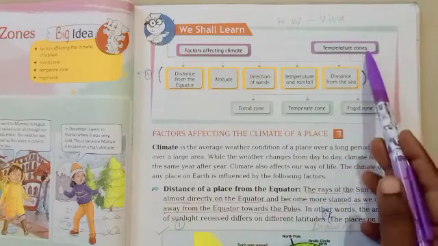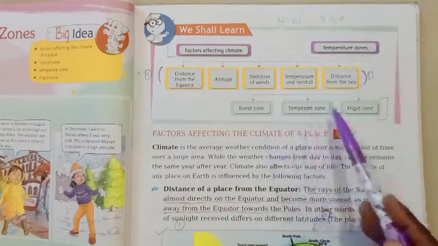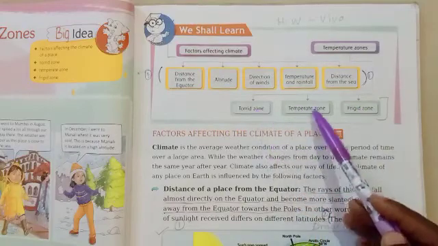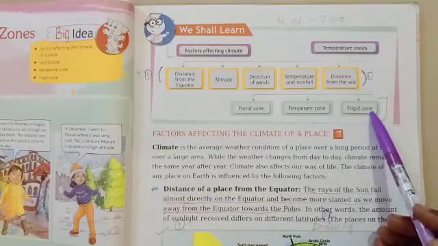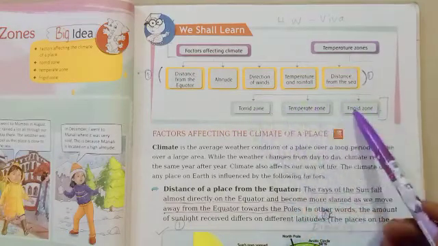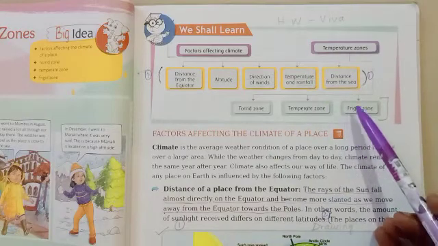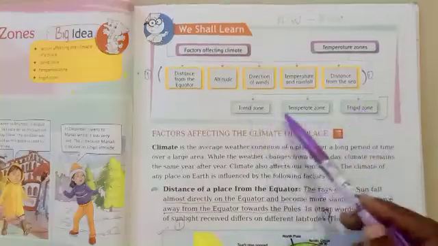So temperature zone is separated into three: torrid zone, temperate zone, and frigid zone. Let's see how these are different from each other, where they come, and what things are there in these zones.